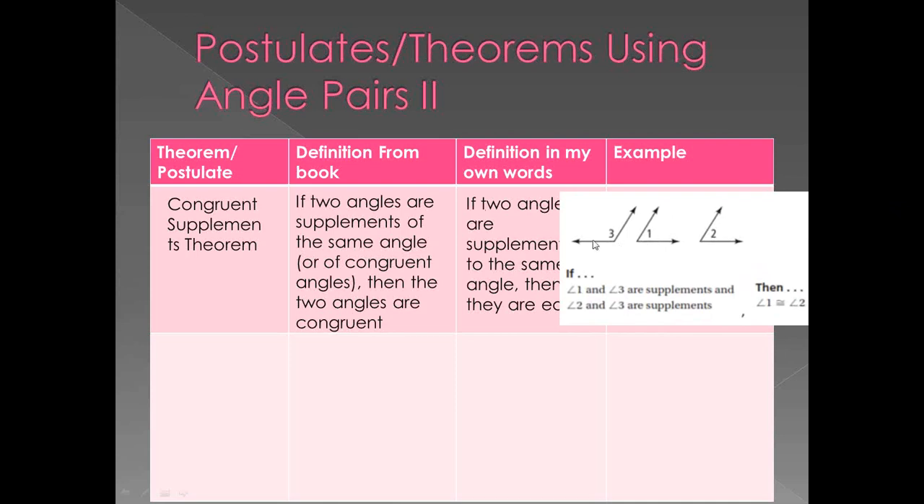1 and 3 are supplements, and 2 and 3 are supplements. This is a lot like transitive property, but it's just called something else. So since this is supplementary to this, and this is also supplementary to this, that means that 1 and 2 are equal to each other.